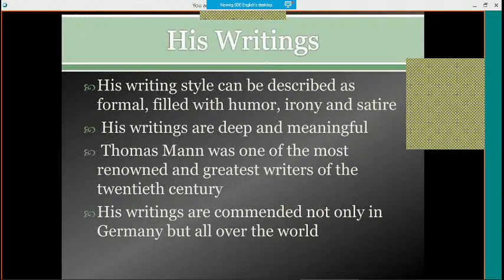Now, when it comes to his writings, his writing style can be described as formal. It is filled with humor, irony, and also satire. His writings are deep, philosophical, meaningful, very contemplative writings. They shaped the minds of the 20th century. So his writings are very much commended not only in Germany but also all around the world. Praise for the writer Thomas Mann.